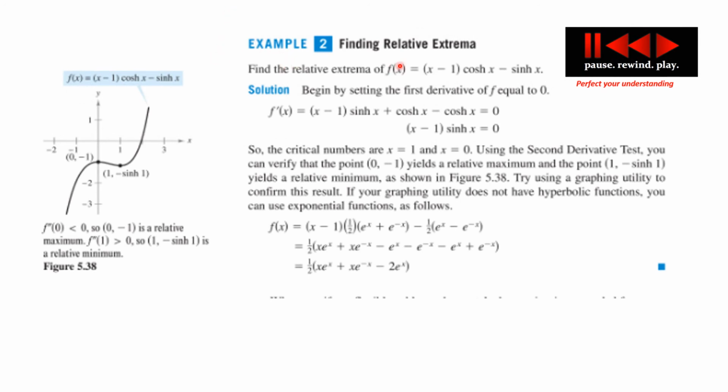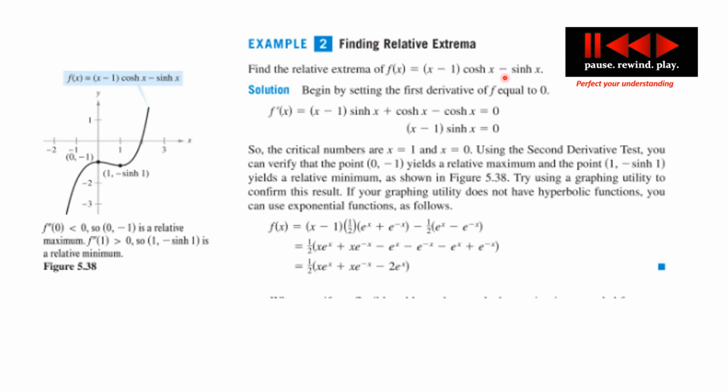Here's another example, finding relative extrema. So find the relative extrema of y equals f of x equals x minus 1 cosh x minus sinh x. You know what to do, and we'll go through the solution here. The graph of this is going to look like this, but we don't need the graph necessarily. So we begin by setting the first derivative of f equal to 0. So this is going to be the product rule.